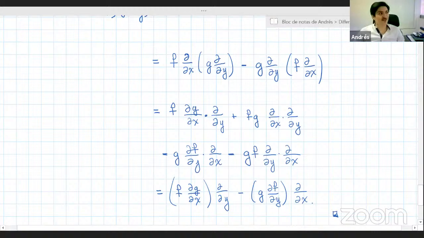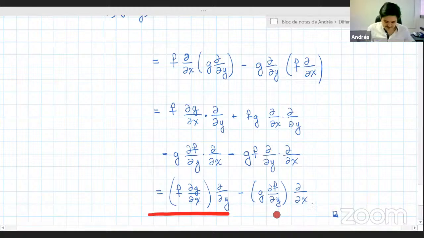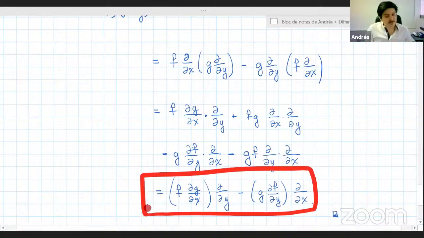And you see, this is a vector field, right? You see, this is a smooth function, and this is ddy, a vector field. This is another smooth function, and this is the vector field. So, is this clear, Salvador?